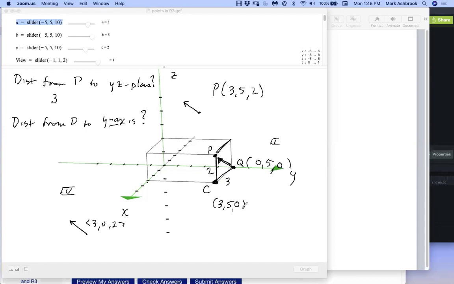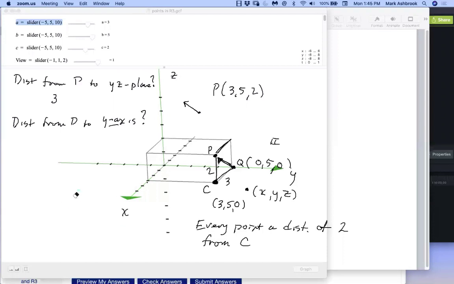Okay, so I want every point a distance of 2 from C. So how can I represent every point? It's variable, it's moving around, so I can just say here's one of them. Here's one of those points that's 2 away from 3, 5, 0. I'm going to represent all of them by x, y, z.